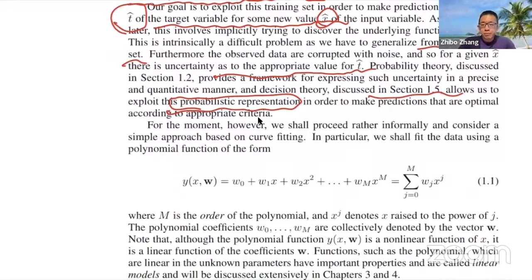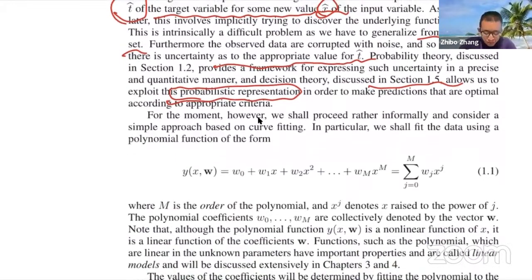So for less technical content here, I'm gonna speed up my reading pace because the goal is to spend more time actually talking about those more technical concepts and content, okay? For the moment, however, we shall proceed rather informally and consider a simple approach based on curve fitting. In particular, we shall fit the data using a polynomial function of the form.